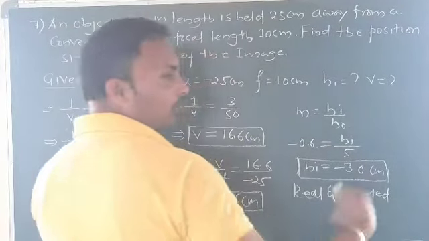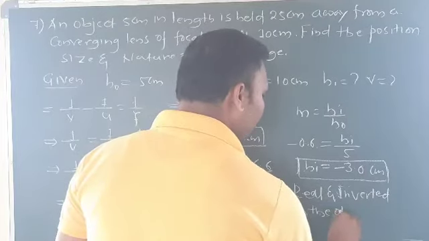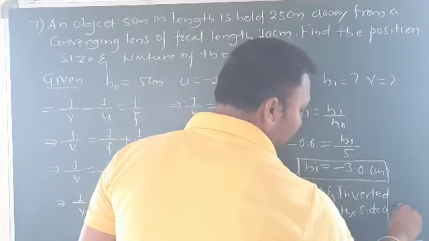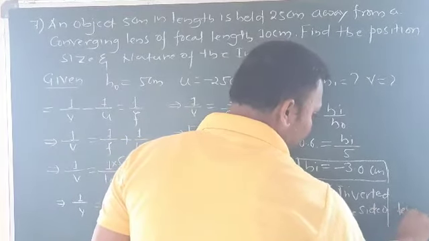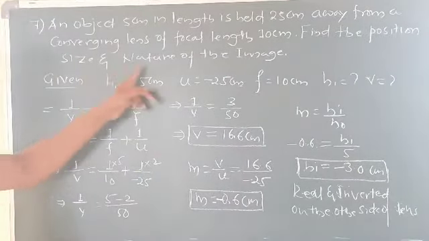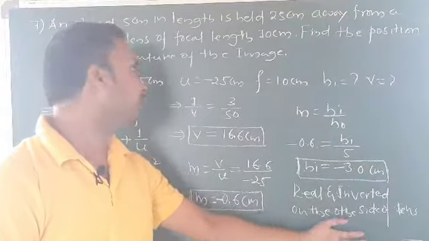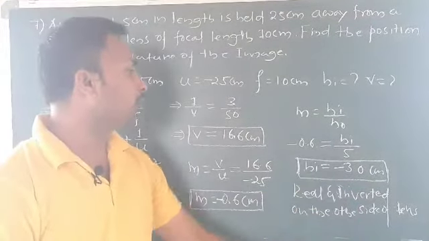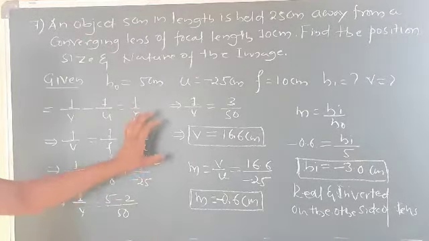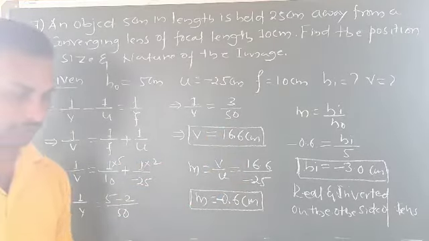Okay, so now find the position: on the other side of the lens. Next, the nature of the image is real and inverted, the position is on the other side of the lens, and the size is hi equal to minus 3.0 centimeters. So this is the calculation: just substitute what they have given and you will get your desired answer, and I hope that you understood very well.